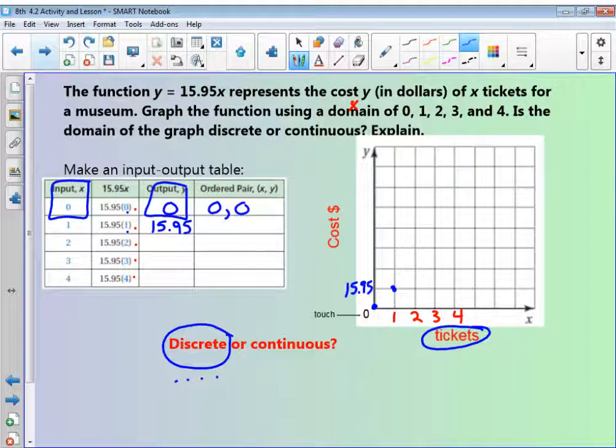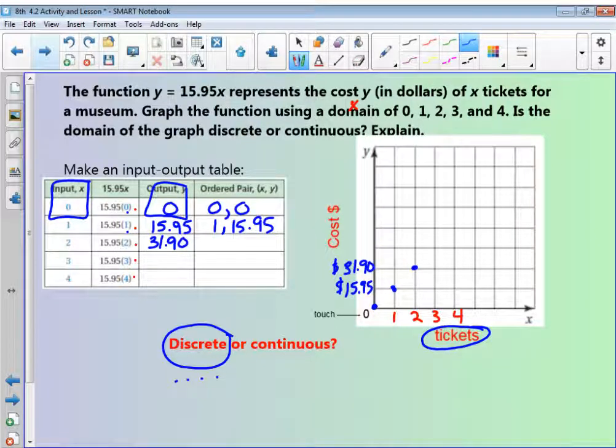If you wanted to go ahead and do like 10, 20, 30, 40, 50, that's okay too. This just makes it easier to graph it out if I do the exact amount. So $15.95 times 2 tickets is going to be $31.90. Okay, so I'm going to go over to 2 tickets and up to my second box, and I'm going to mark that as $31.90.